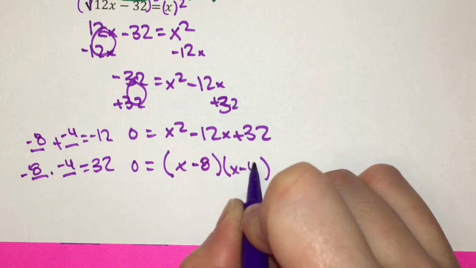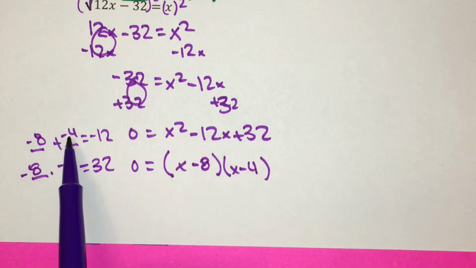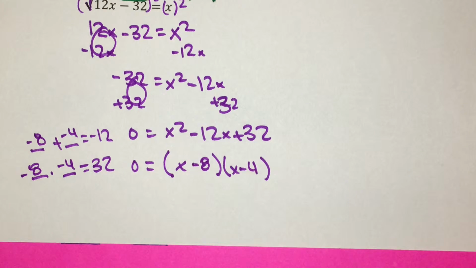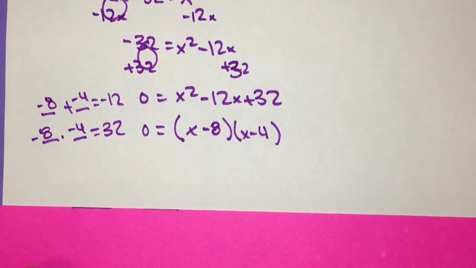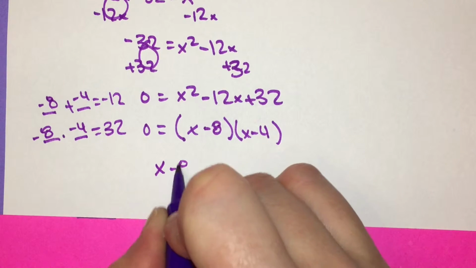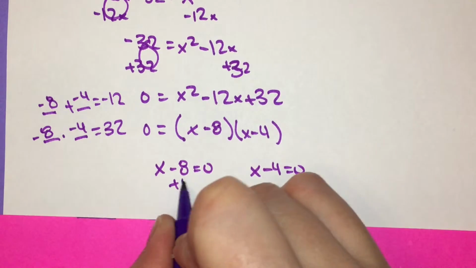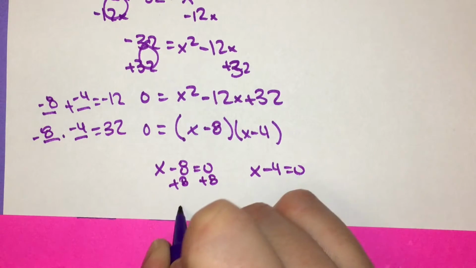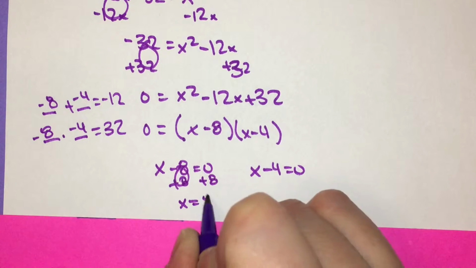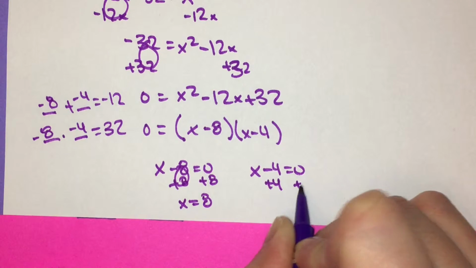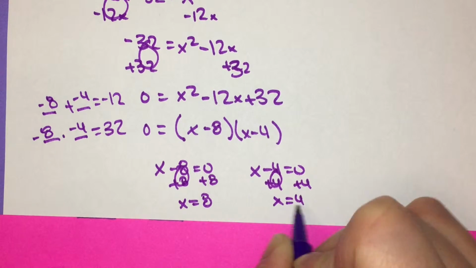Negative 8 and negative 4: negative 8 plus negative 4 is negative 12, and negative 8 times negative 4 is positive 32. Okay, so I'm going to solve each. We have x minus 8 equals 0 and x minus 4 equals 0. Add 8 to both sides to get x equals 8. Add 4 to both sides to get x equals 4.